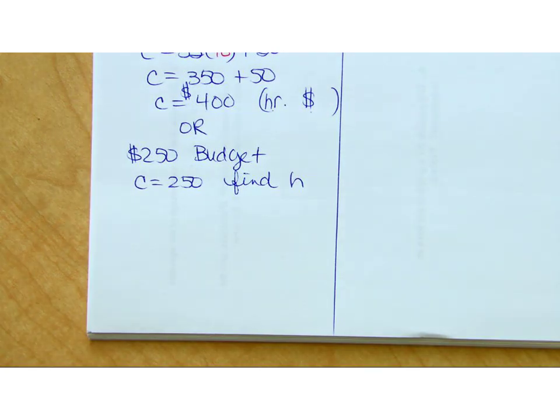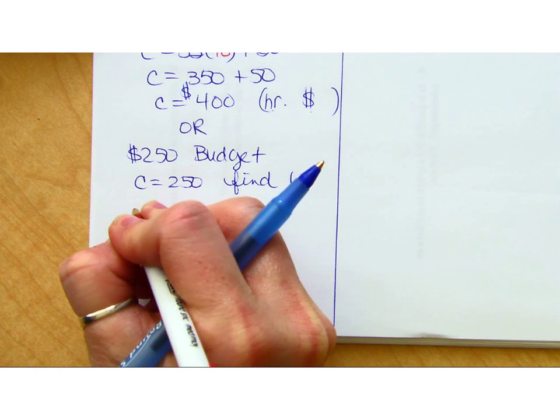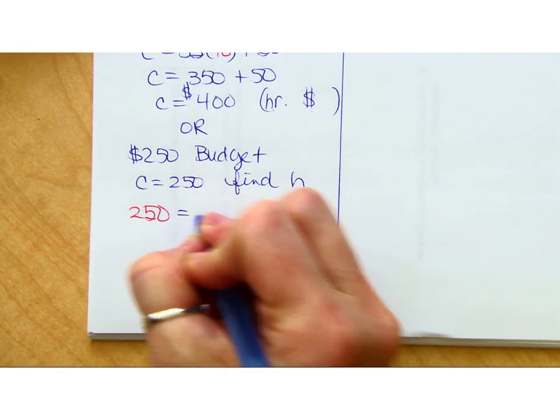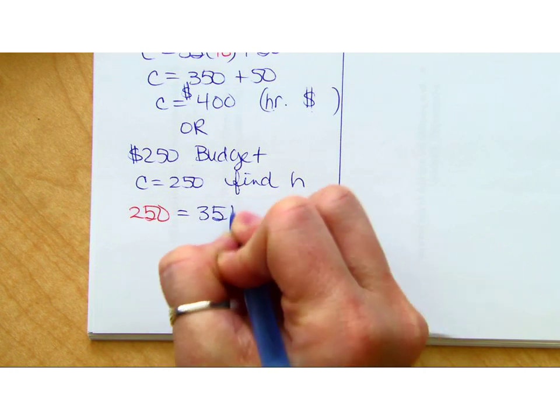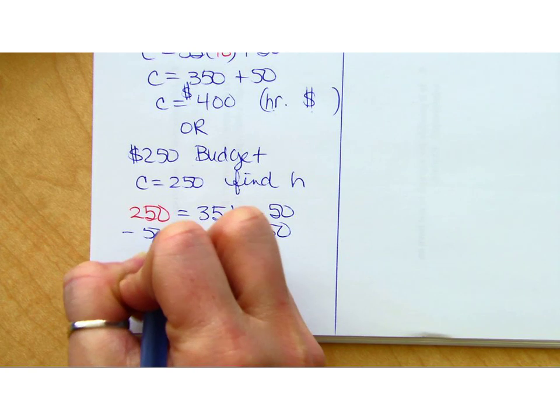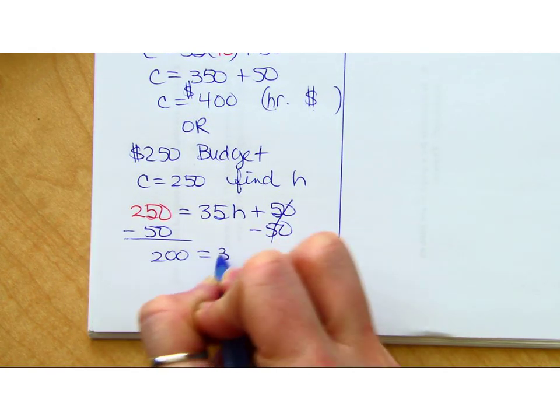Do you see the difference? This is not that bad, is it, guys? We've done lots of problems like this. So I'm going to put 250 here is equal to 35H plus 50. And you know what to do from here. This is going to give you 200 is equal to 35H.